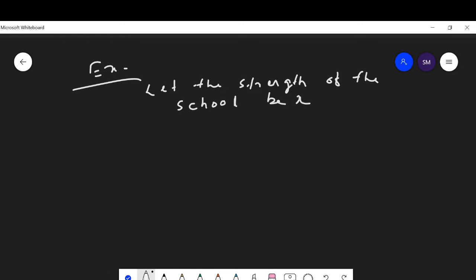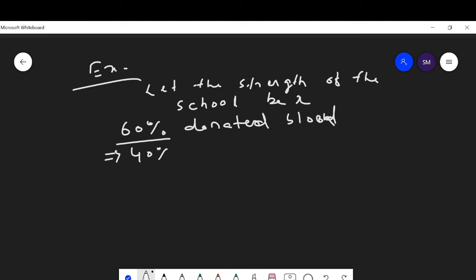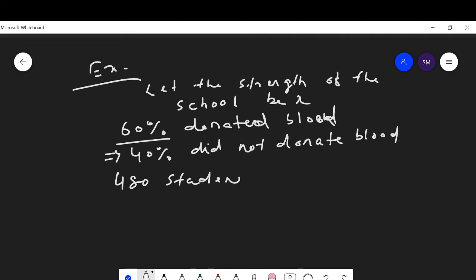And the question says that 60% of students donated blood. Then how many did not donate blood? Where 60% donated, which implies that 40% of students did not donate blood. But the question says that 480 students, according to the question, did not donate blood.